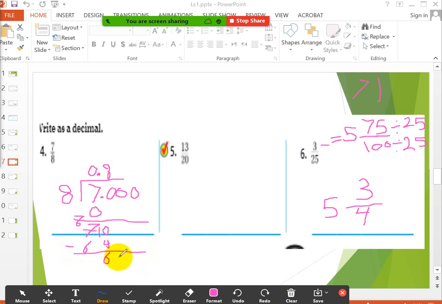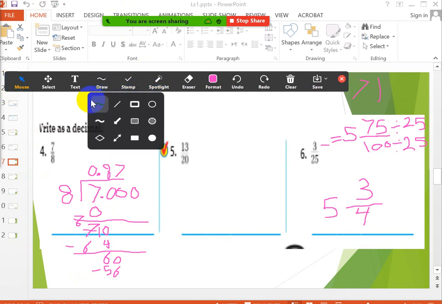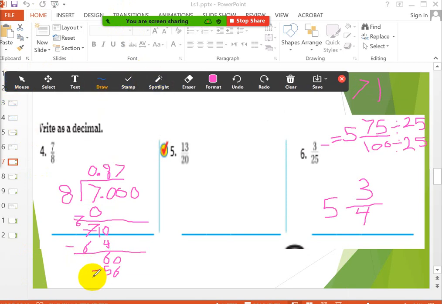Now I will take another 0 and put it next to the 6. It will be 60. 60 divided by 8. What is the number that I will multiply by 8? I think 7 multiplied by 8. Someone of you said 7 multiplied by 8 equals 56. Right? So I will write 56 and then subtract. Now, 60 minus 56 equals what? Equals 4. Now I will take another 0.